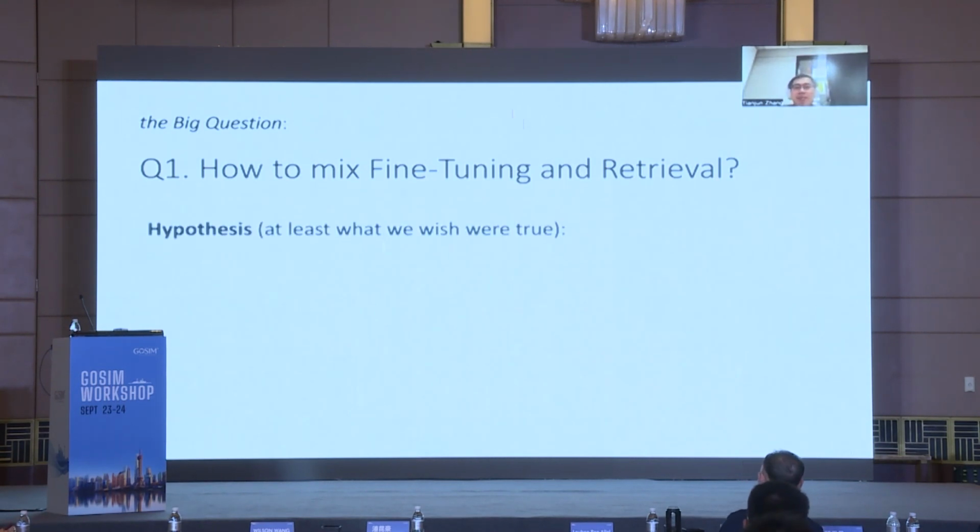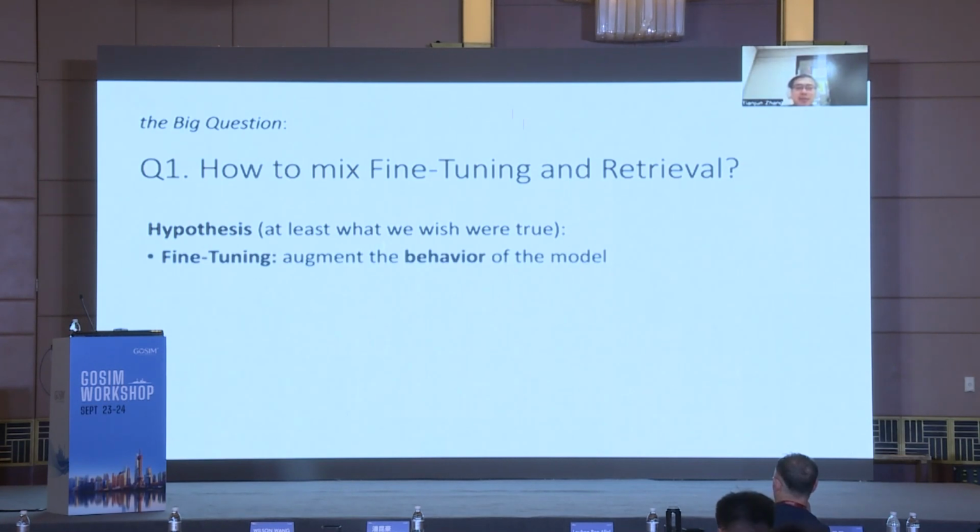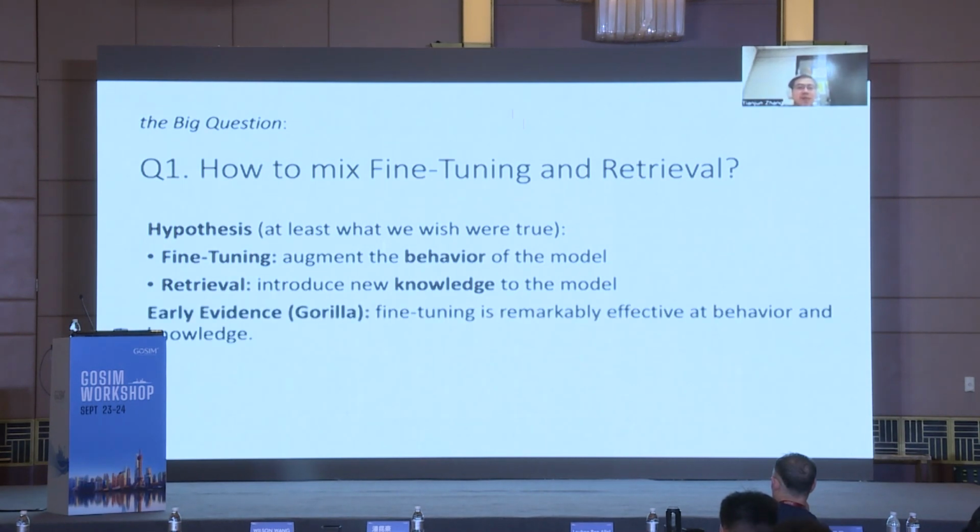So here we provide a hypothesis about this too. At least we wish that is true, which means fine-tuning is more about augmenting the behavior of the model, and the retriever is actually introducing new knowledge to the model. So we see some early evidence with Gorilla that fine-tuning is remarkably effective at both behavior and knowledge, which contradicts some of the hypotheses we have made before. And this has been tricking us a lot.